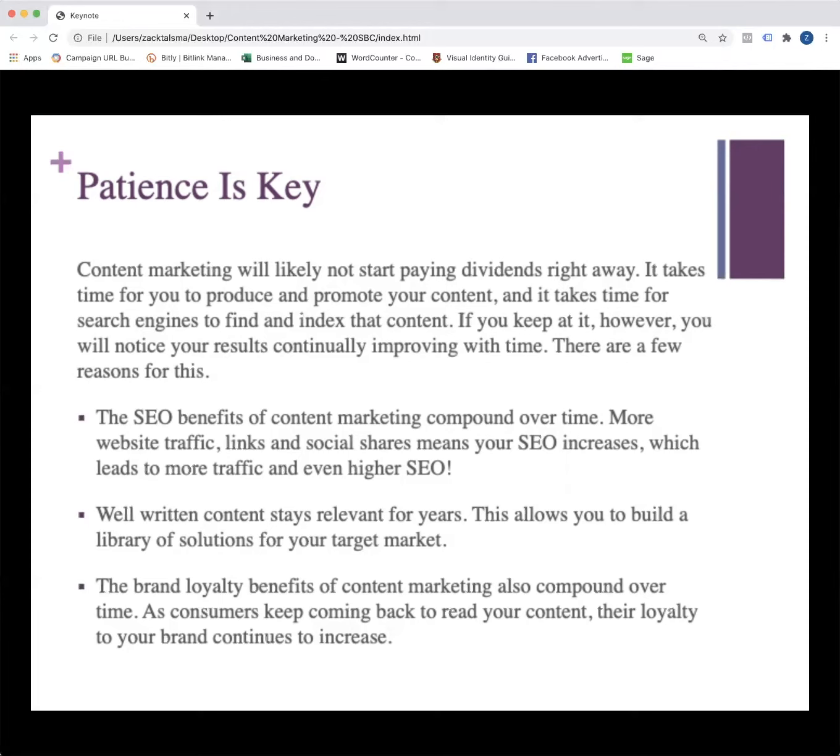Whereas again, an ad, if you spend the same amount of time on it, then you've got to spend money on it. Once you stop spending money, it's done. So the more content you have, again, the better your results are going to be. So these things compound.